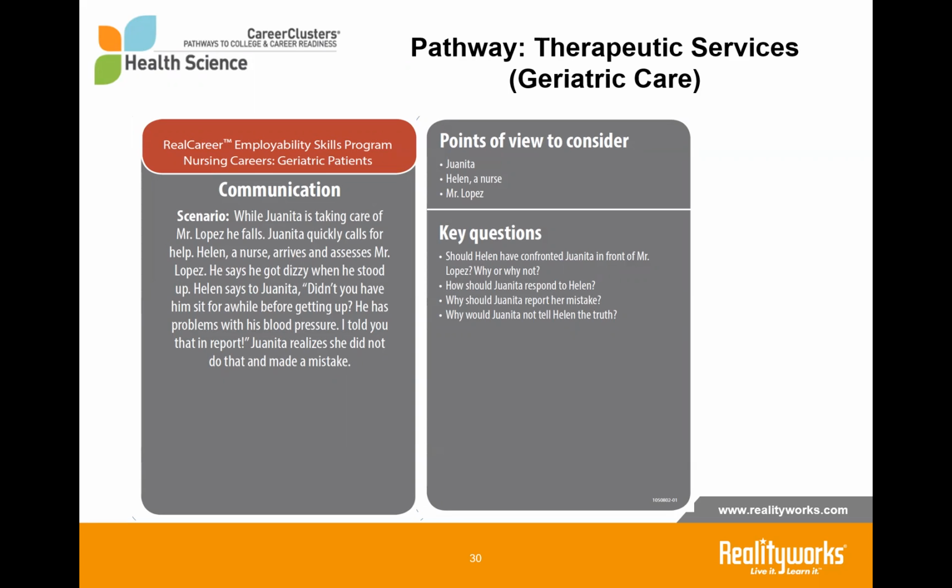While Juanita is taking care of Mr. Lopez, he falls. Juanita quickly calls for help. Helen, a nurse, arrives and assesses Mr. Lopez. He says he got dizzy when he stood up. Helen says to Juanita, "Didn't you have him sit for a while before getting up? He has problems with blood pressure. I told you that in report." Juanita realizes she did not do that and made a mistake.